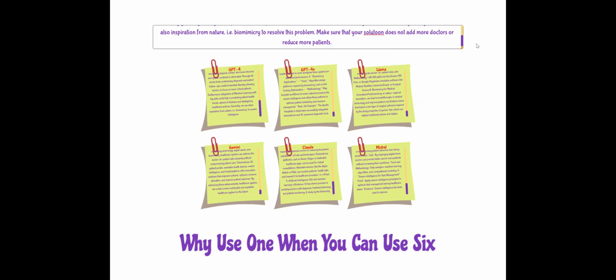Okay, so now what you do is when you press on the search, this prompt is now going to 6 of the largest LLMs in the world: GPT-4, GPT-4o from OpenAI, Llama from Meta, Gemini from Google, Claude from Anthropic, and Mistral from a French company called Mistral Chat. So why use one when you can use 6? So the same prompt went there. Each of them will add their own answer.